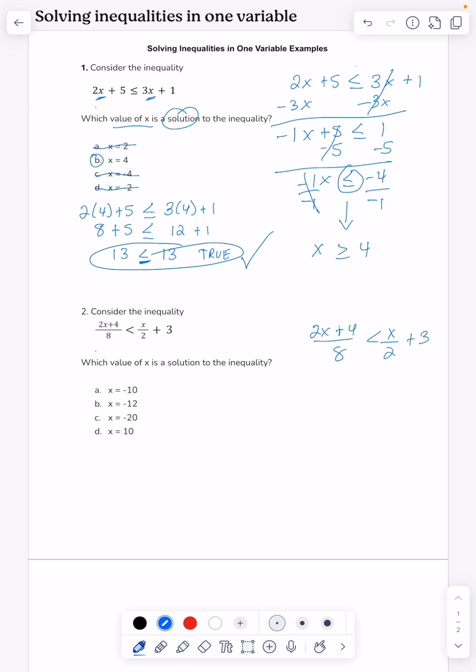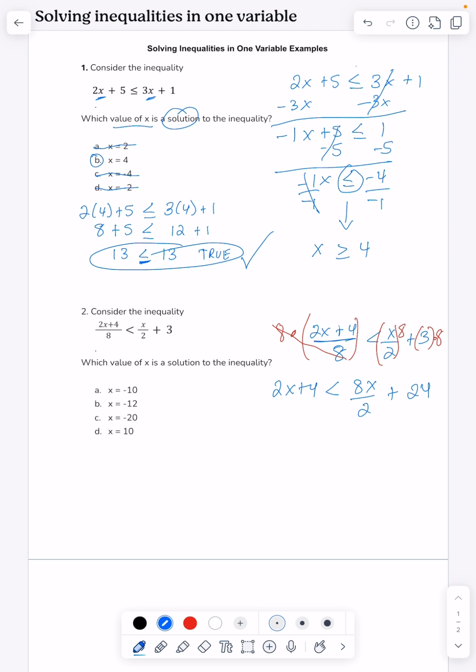In this case, the first thing I'm going to do is get rid of this 8 down here in the denominator. The way I do that is by multiplying 8 to every single one of these terms, right? So times 8, times 8. Now these cancel, and all I have is 2x + 4 is less than, well, 8 times x is just 8x divided by 2, plus 8 times 3 here is 24, right?